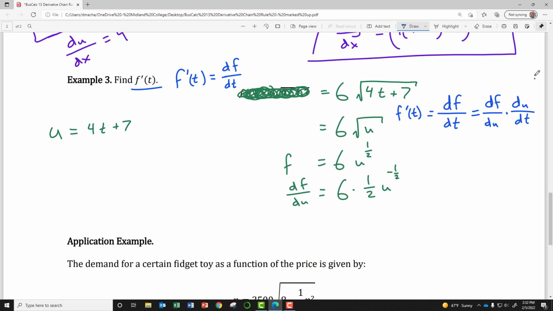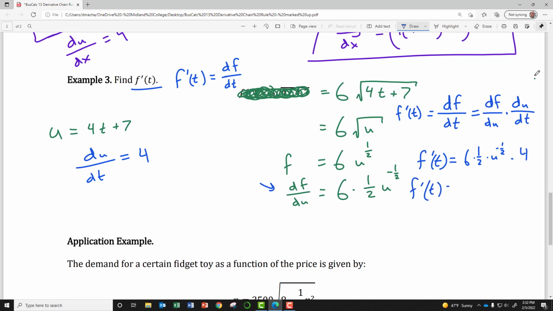And I've already found df du. That's pretty good. Now let's find du dt. So the derivative of u with respect to t, again, derivative power rule tells me that's the number 4. And so using this derivative chain rule, well, df du is going to be 6 times 1/2 times u to the negative half power. And I also multiply by du dt, which is 4.